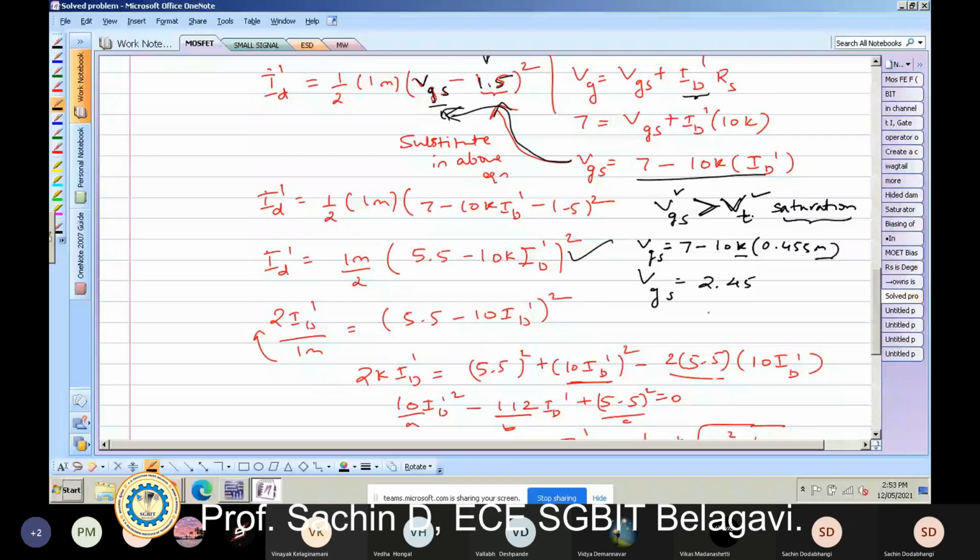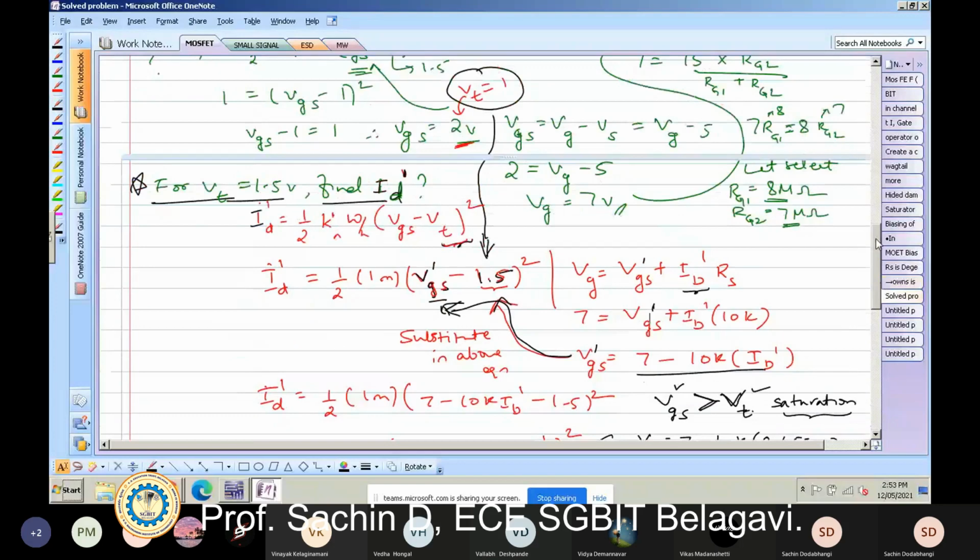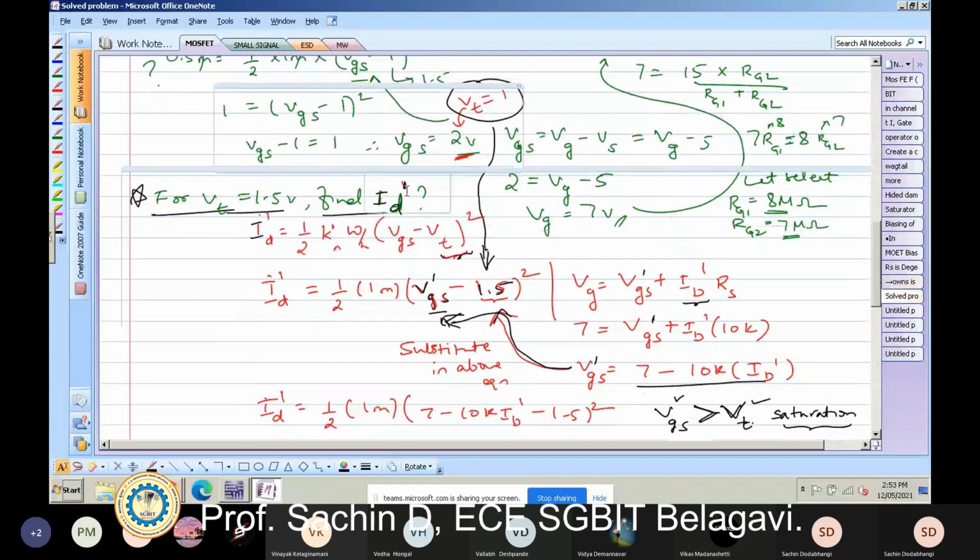2.45 volt is the new value of VGS, and I can call it VGS dash here, because earlier VGS was different; earlier we got VGS as 2 volt here. Okay, this completes the problem. We move on to the practical session.